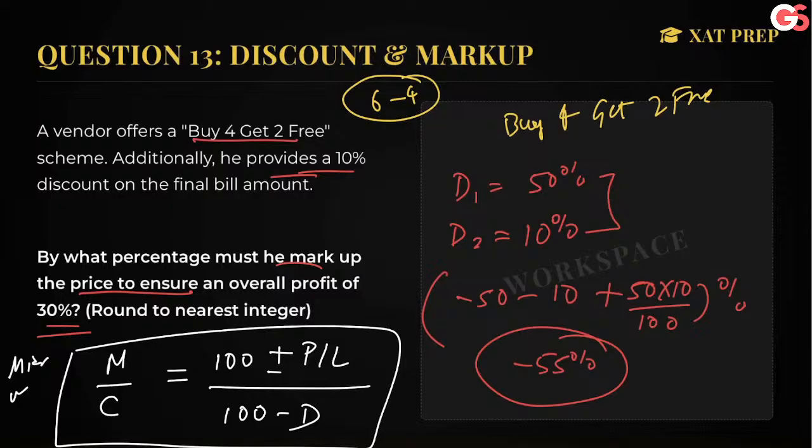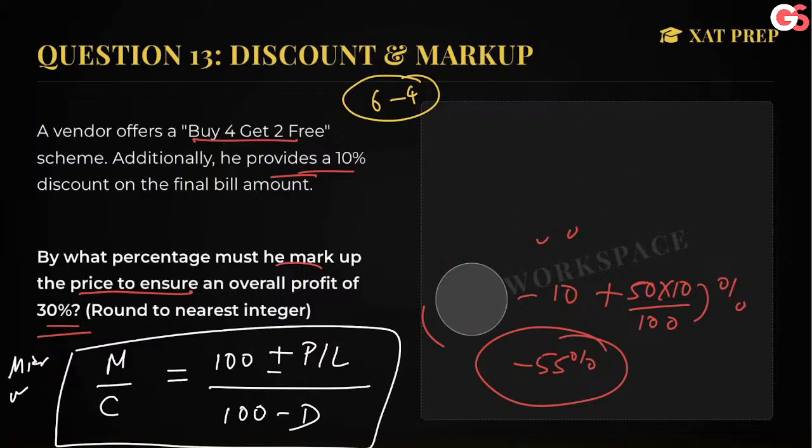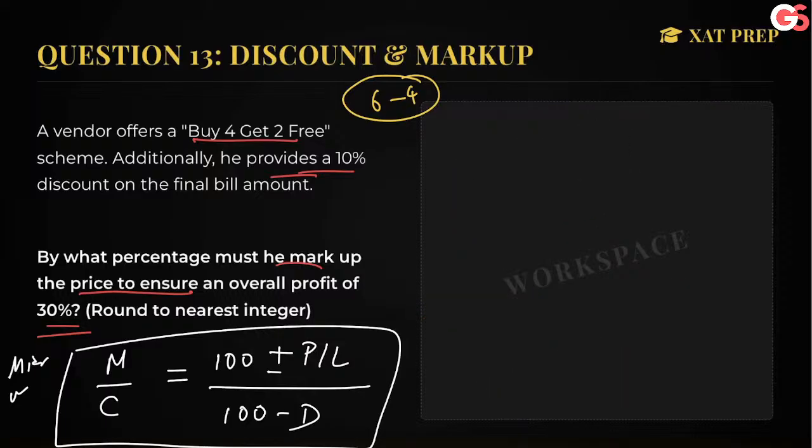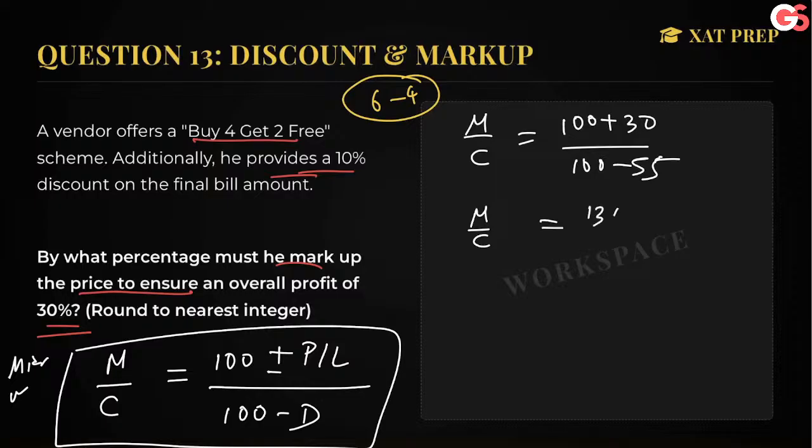So let's put in the values and get the answer. He wants a profit of how much? 30%. That's really good. 30% profit अगर चाहिए उसको, तो क्या करेगा? 100 plus 30 upon 100 minus 55. This is how you will get the ratio of mark price and cost price. That is how you calculate the markup percentage. So M by C is equal to 130 upon 45. 5 2s are 10, 6 are 30, 9s are 45.